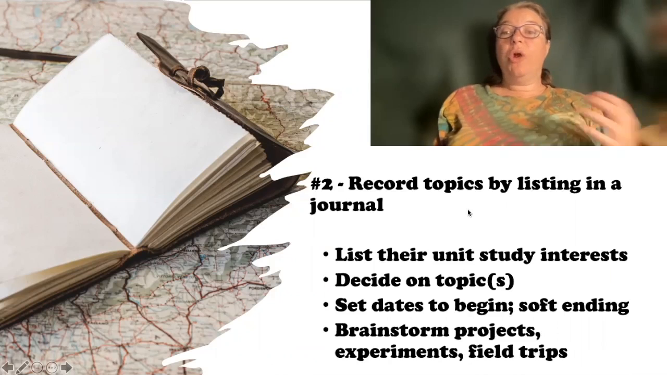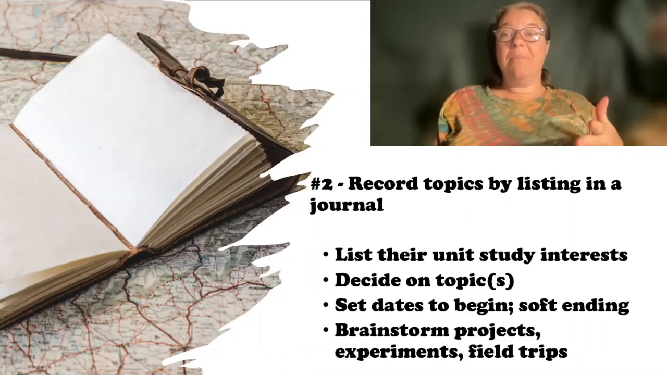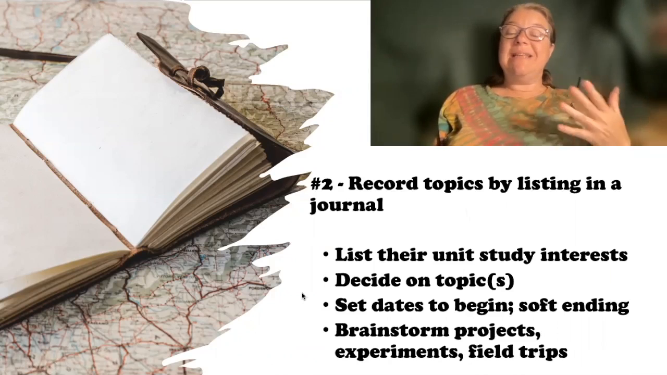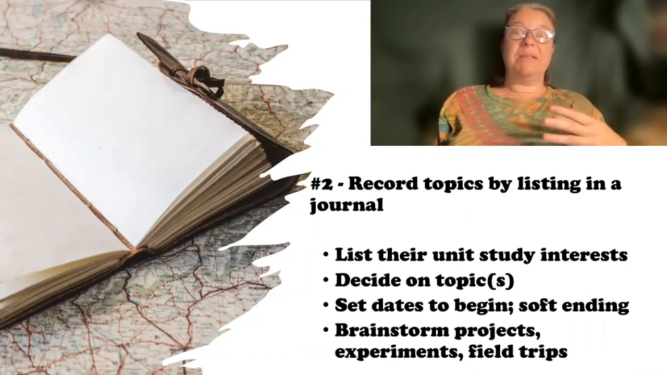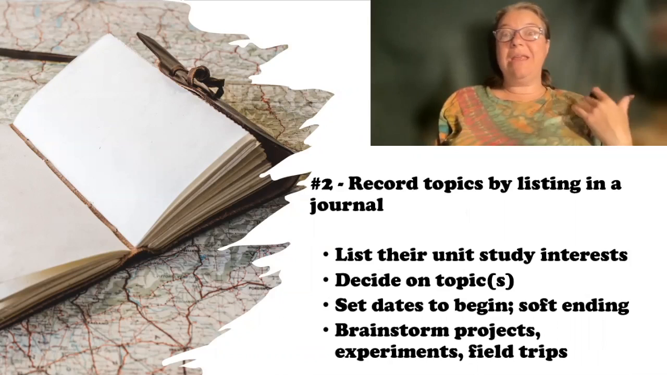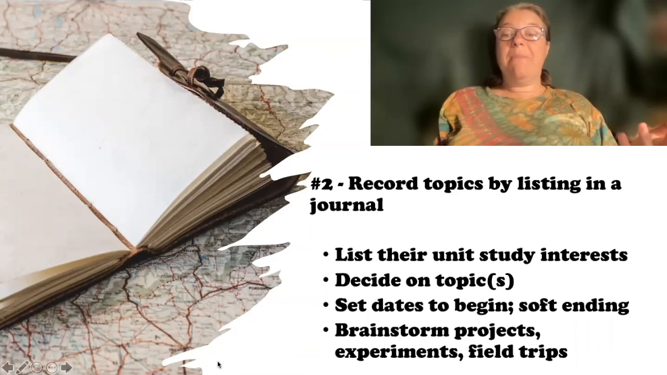Number 2, record topics by listing in a journal. List their unit study interests, decide on the topics that you're going to cover, set the dates to begin. I recommend having a soft ending because kids' interests can wane either sooner or later than you think. Brainstorm projects together, brainstorm doing experiments together, going on field trips, decide what field trips you want to take together.